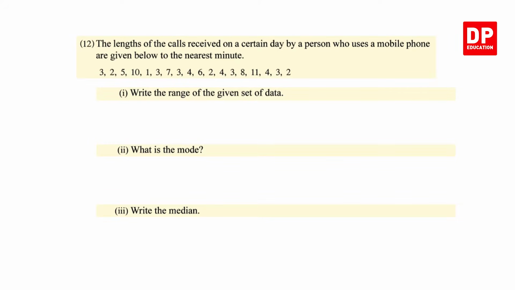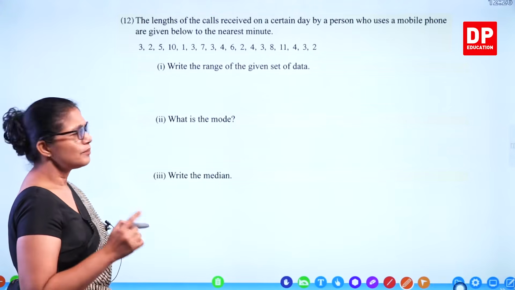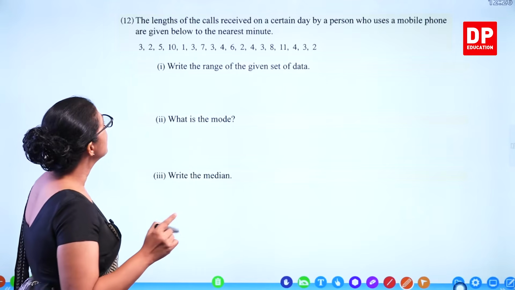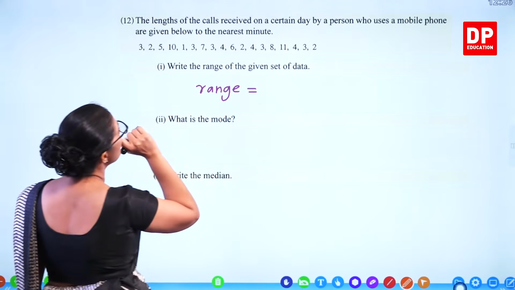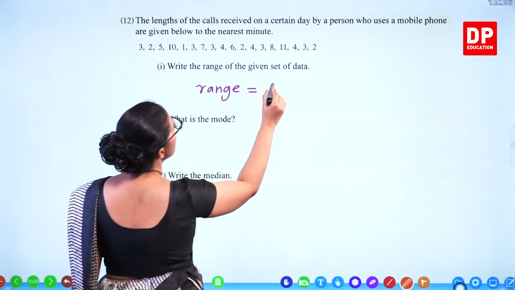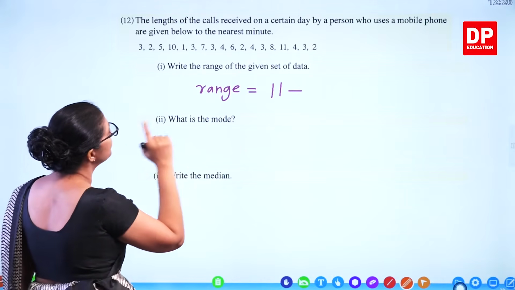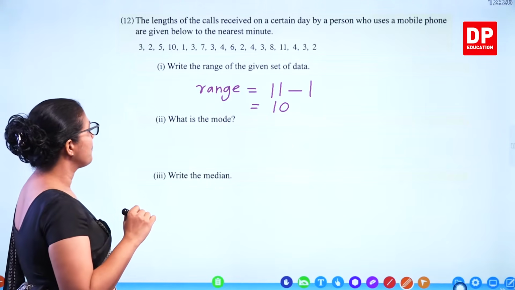The length of the calls received on a certain day by a person who uses a mobile phone are given below to the nearest minute. Write the range of the given set of data. What's the range? The difference between the highest and the lowest. So range is equal to, what's the highest value? 11. What's the lowest value? That's 1. So 11 minus 1, range is 10.